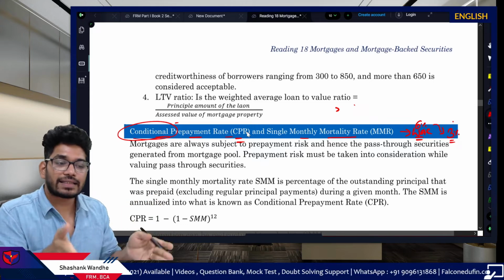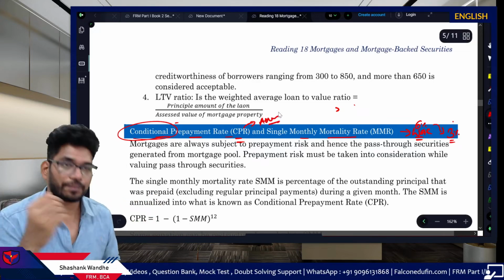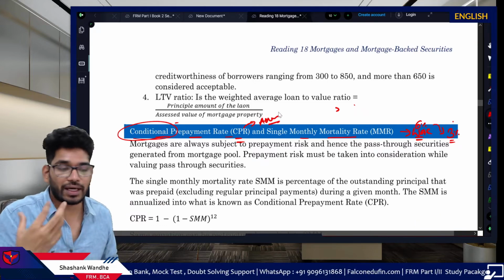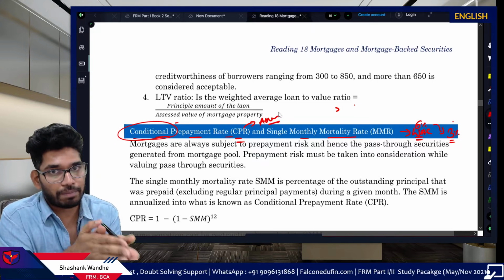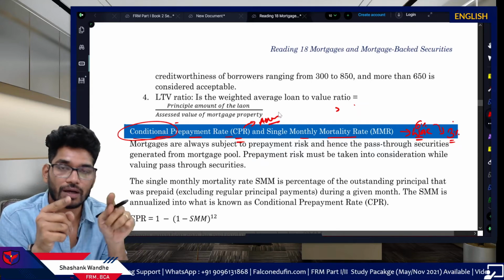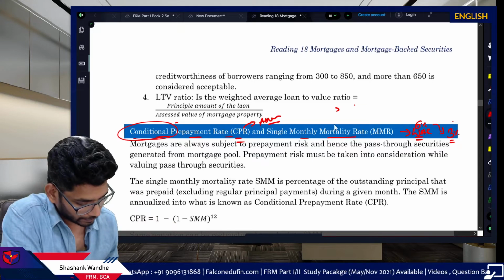Second is the single monthly mortality rate. CPR is the annual rate. And again, we know we are working on a monthly basis. When the mortgage is there, everything is on a monthly basis, right? So because everything is on a monthly basis, we have to convert this into the single monthly mortality rate. That is a monthly rate. SMM.